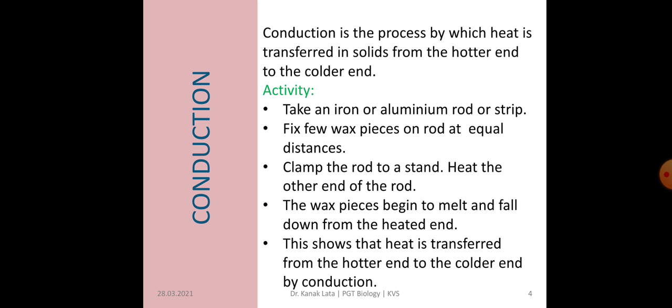Now what will happen? After some time you will observe that heat transfers from the hotter region to the colder region. The hotter region is where we are giving the heat. So the wax begins to melt from the hotter region and falls down from the heated end. This proves that heat is always transferring from the hotter end to the colder end by means of conduction. Why? Because the rod is a solid object.